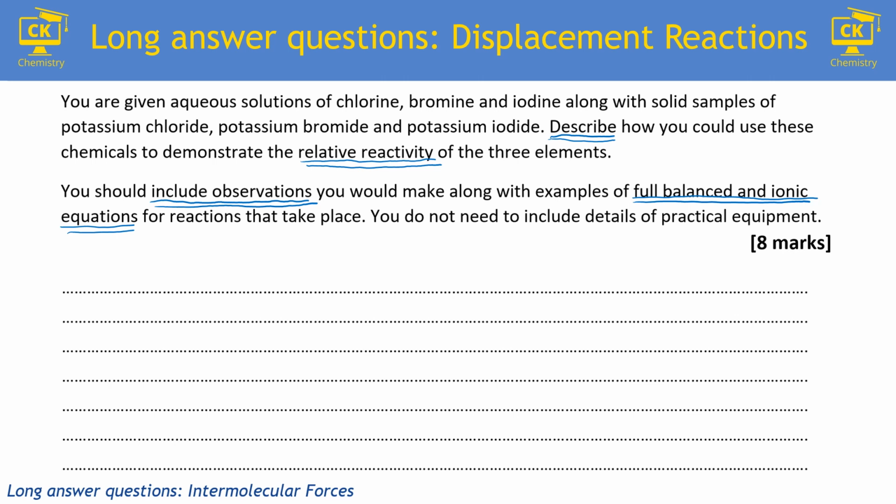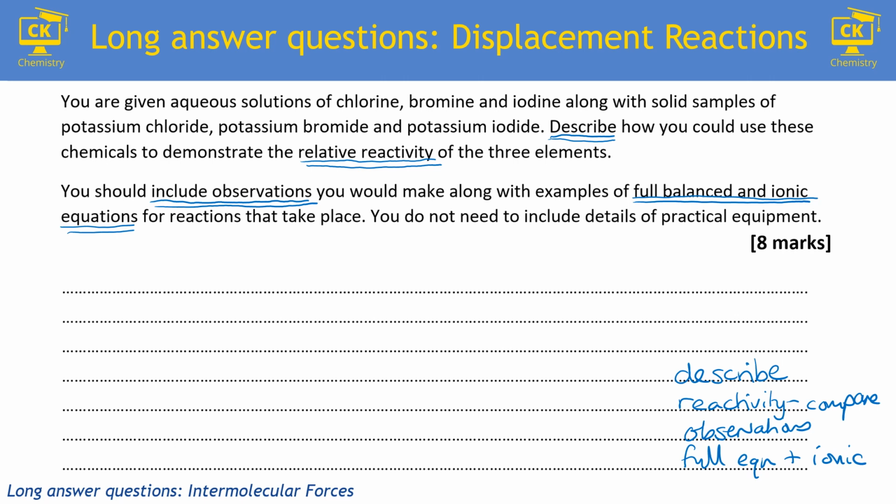So near the bottom, I'm going to write down: describe, reactivity. I need to talk about reactivity. Compare really is what we're looking at there. Observations, full equation and ionic. So I've picked out the main bits of the question and written it somewhere further down the page. That should act as a reset, so that when I'm writing I can then just go back to that list and I can tick it off.